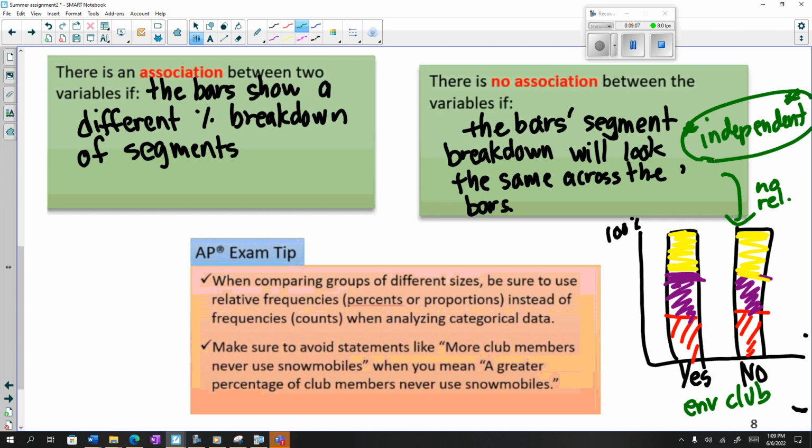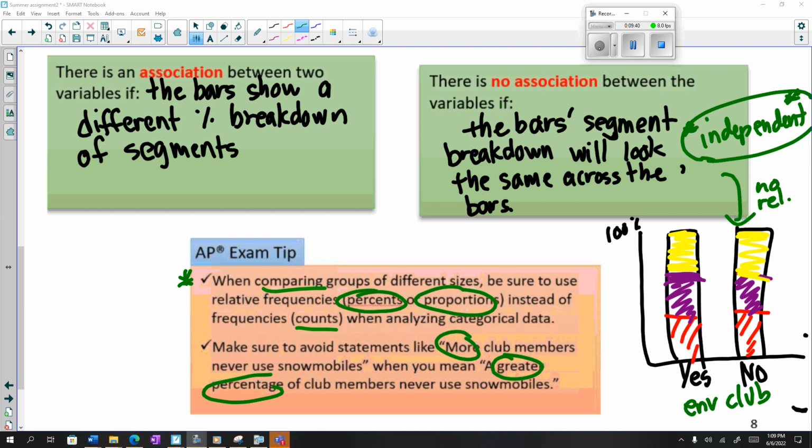Also, as you could see down below with the AP tips, it says make sure when comparing you're using relative frequencies or percents, like I said, or proportions rather than counts. That's what I said above, very important. And then don't use the word more, like more club members never use snowmobiles, when you actually mean a greater percent. So again, you're comparing percents and not comparing amounts. All right, so that's that on page 8.